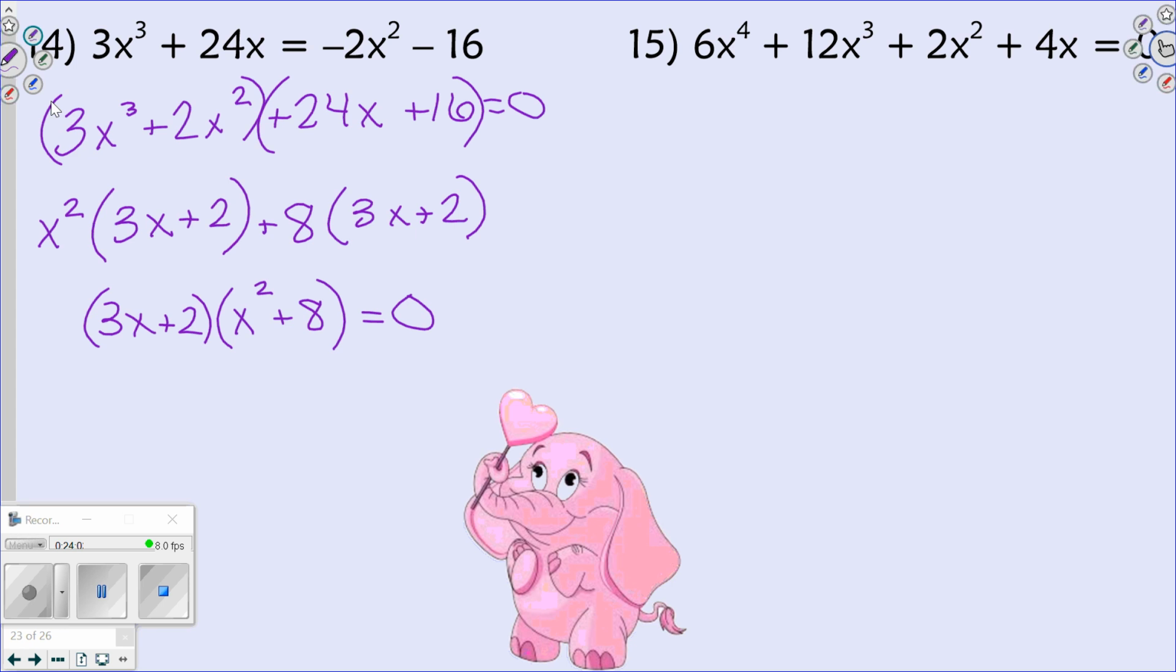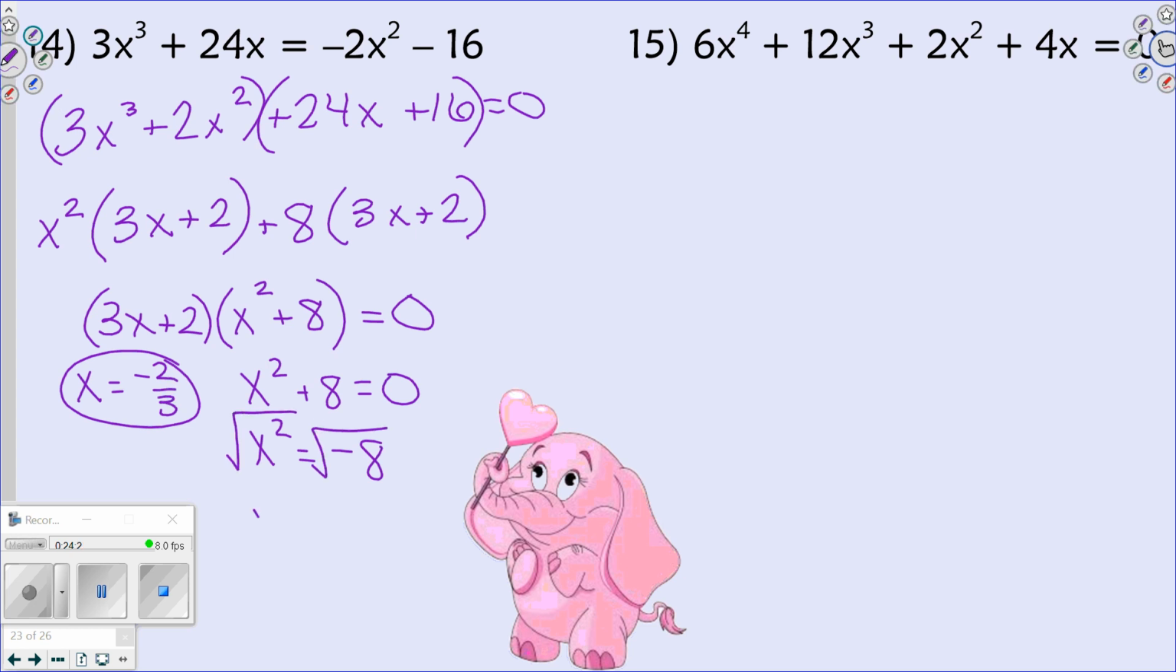Questions to that point? All right, solving. This one we can probably still do in our head, right? It'd give me negative 2/3. This one, set equal to 0. So we get x squared equals negative 8. Square root. So x equals plus or minus 2i radical 2. I saw a couple of you pulled out i radical 8, which is great, but 8 does simplify to 2 radical 2.